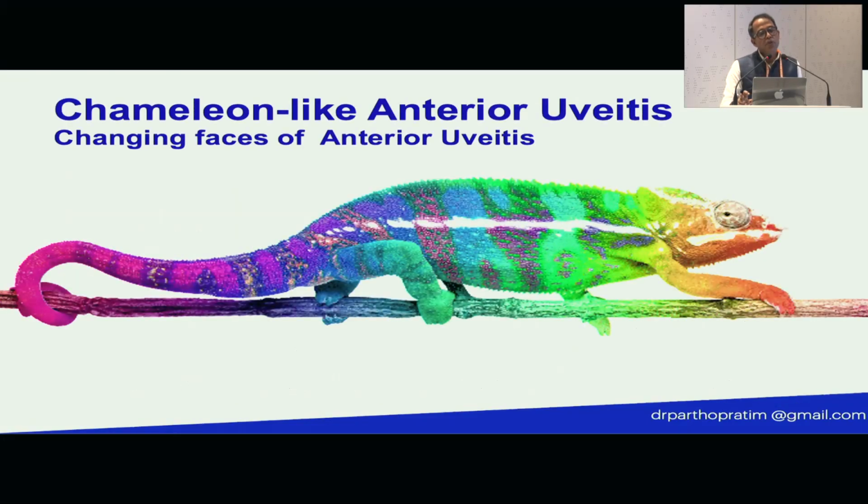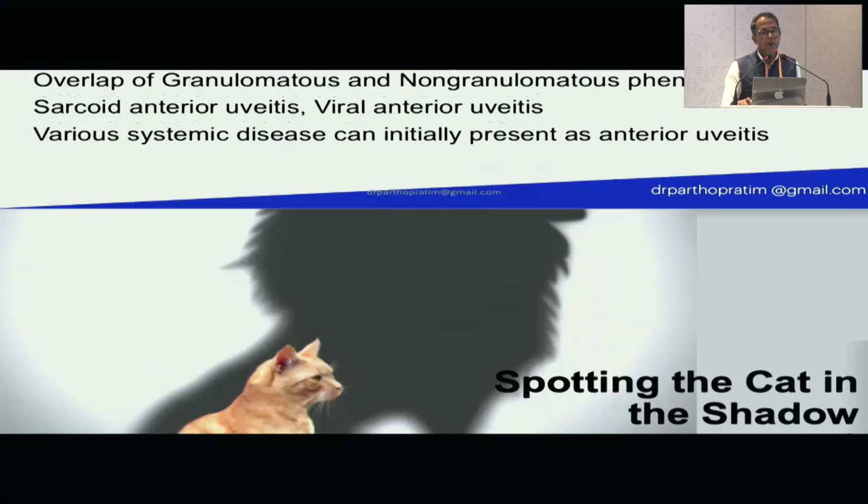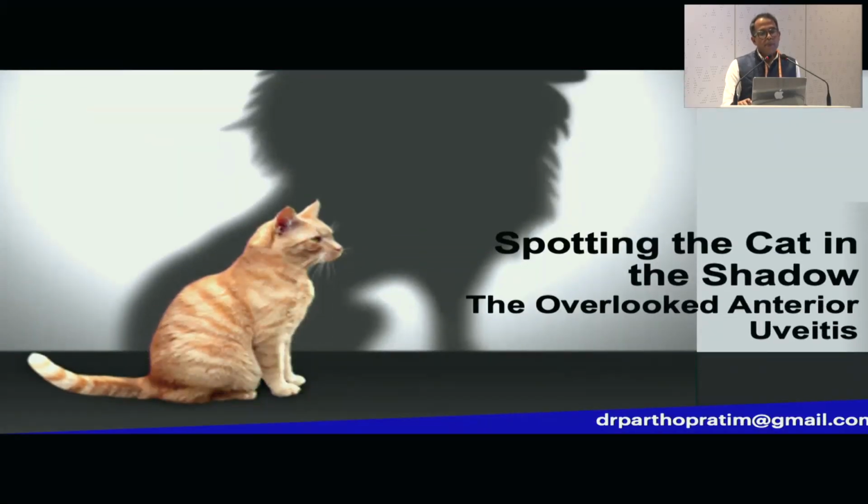Now, sometimes you need to understand the changing face of anterior uveitis, which can present in various other forms. There may be overlap of granulomatous and non-granulomatous phenotypes. A classical example is sarcoid, which can sometimes present as a granulomatous uveitis and rarely as a non-granulomatous one. Various systemic diseases can initially present as anterior uveitis. Anterior uveitis may also be overlooked, so you need to spot the cat in the shadow, which is very important.